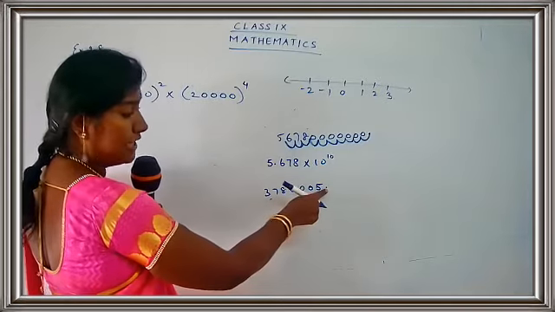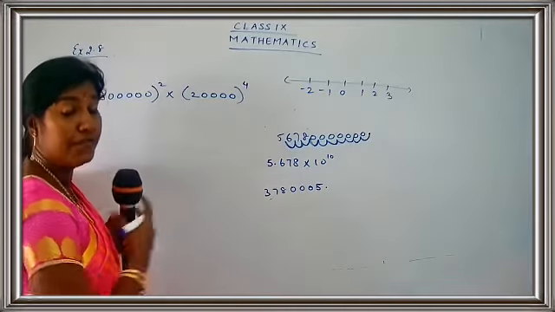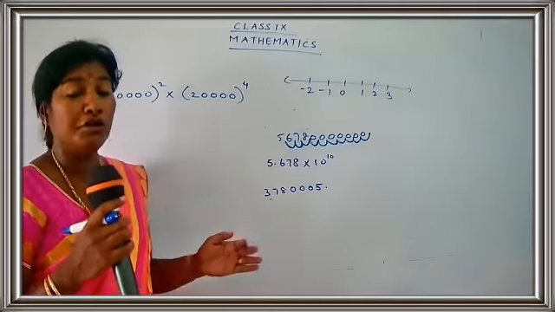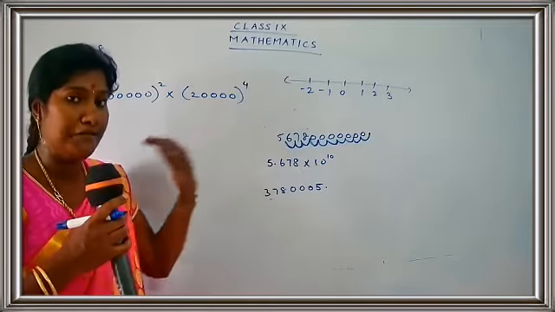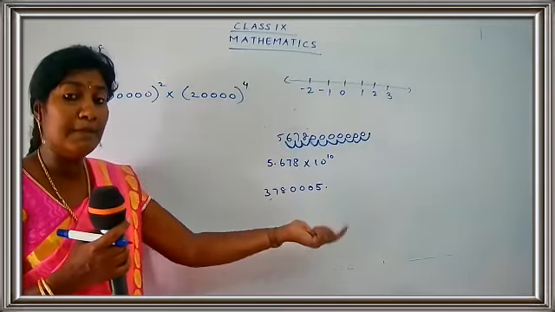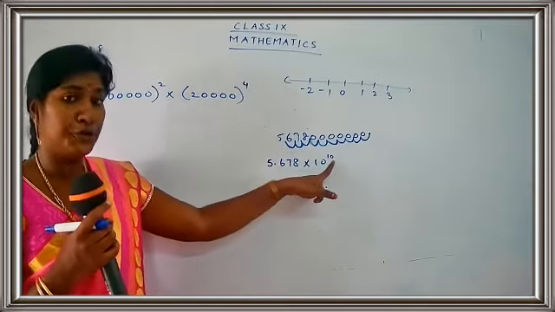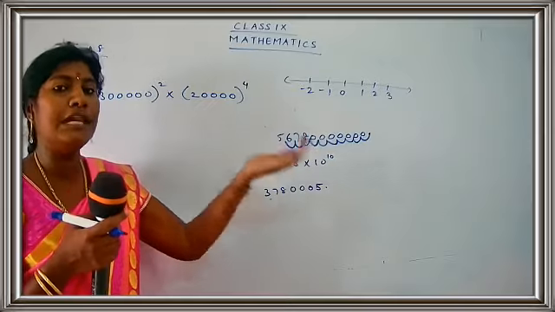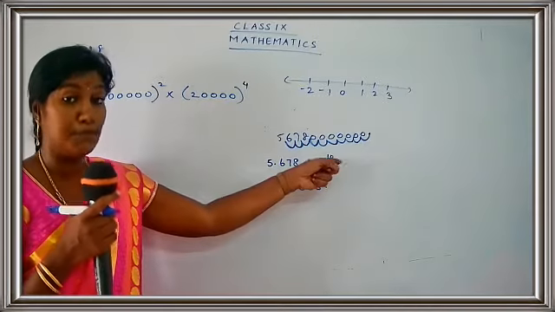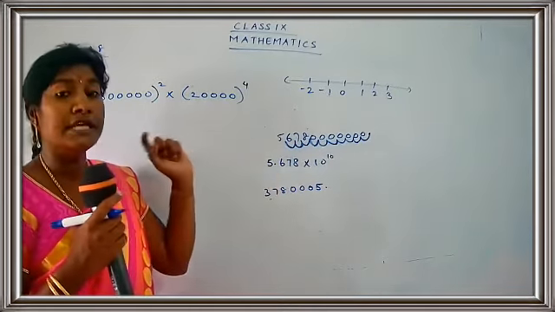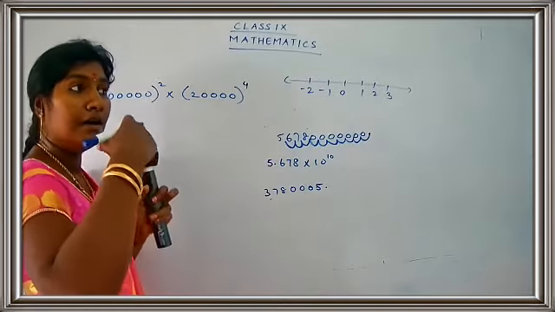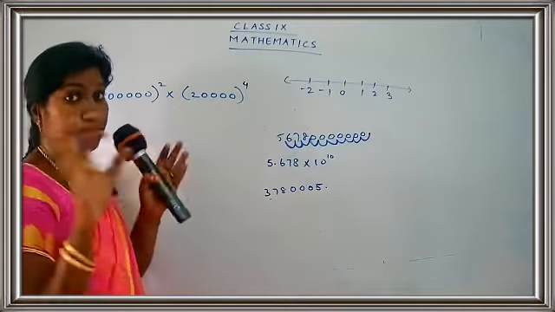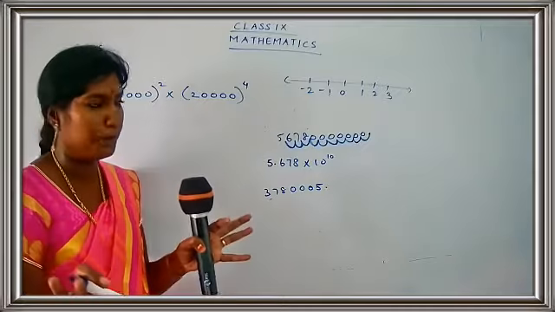Now I have to shift the decimal point to the left side. Which direction are you going to move? You are going to move the decimal point to the left side. And when you move the decimal point to the left side, you will have a positive power. So remember this thing in your mind. So when you are moving the decimal point to the left side, you have to take the power as positive.